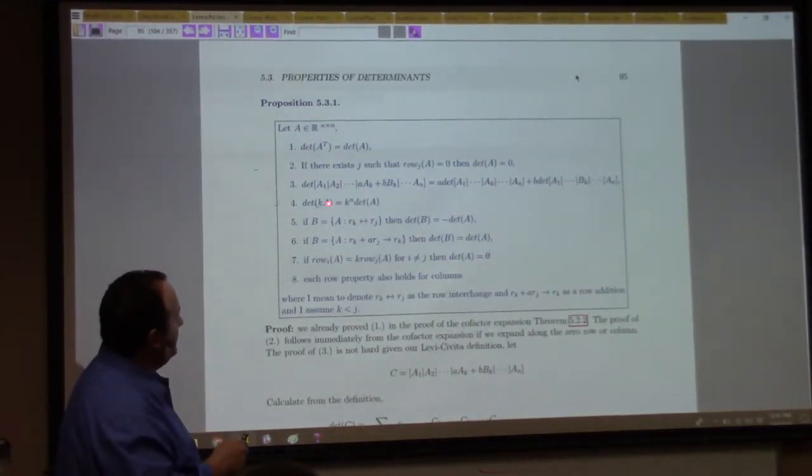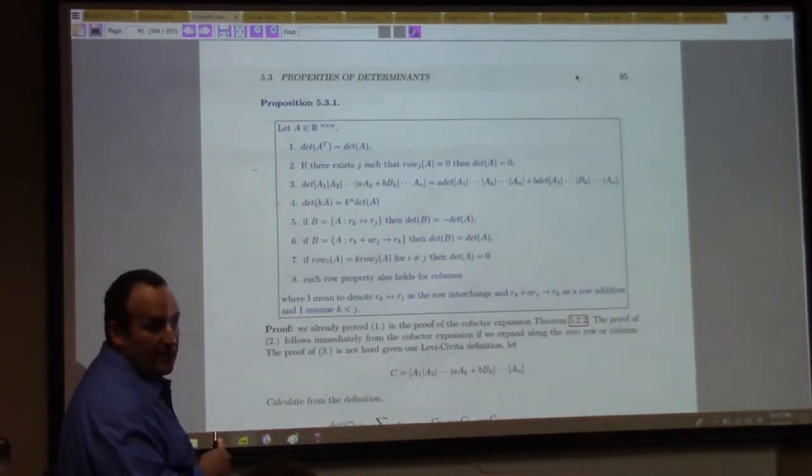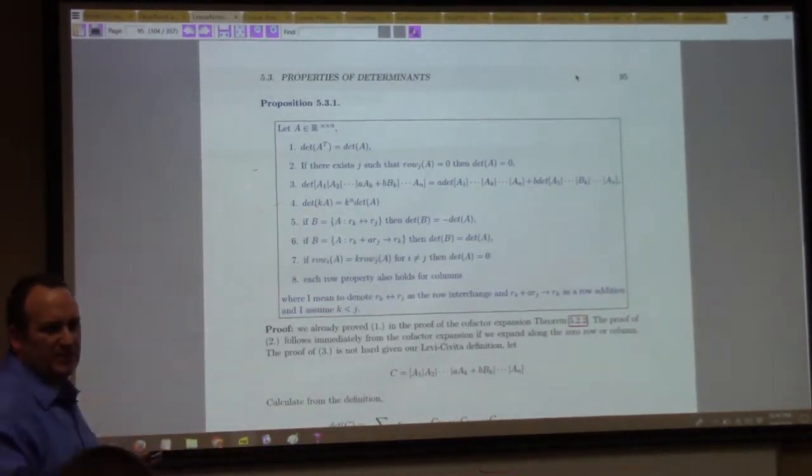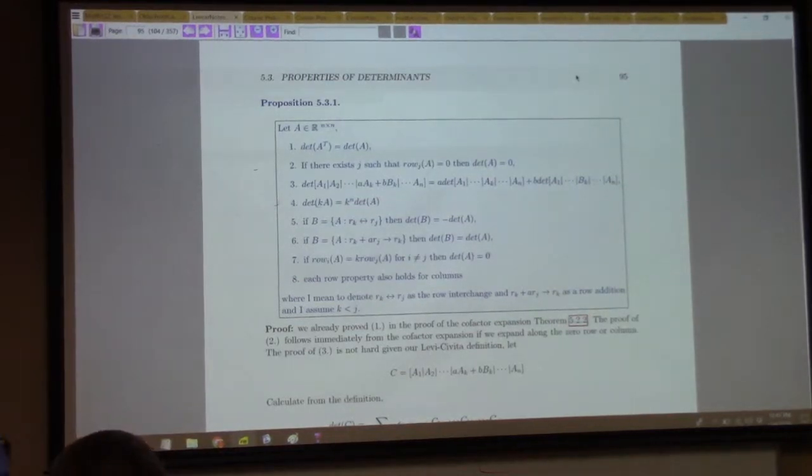This is interesting. If we pull k out of the whole determinant, we pull out k to the n. Think about that in terms of the application to the signed volume. It makes a lot of sense, right? If you scale both the length direction and the width direction of a rectangle by a constant, it multiplies the area not by a constant, but by the constant squared.